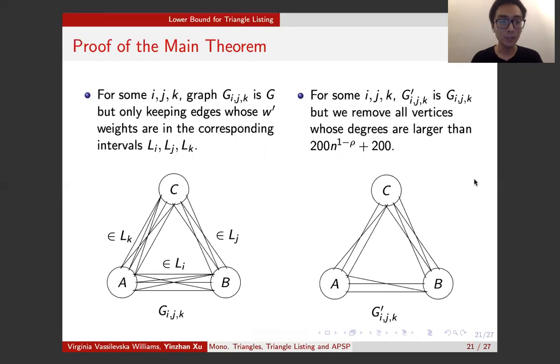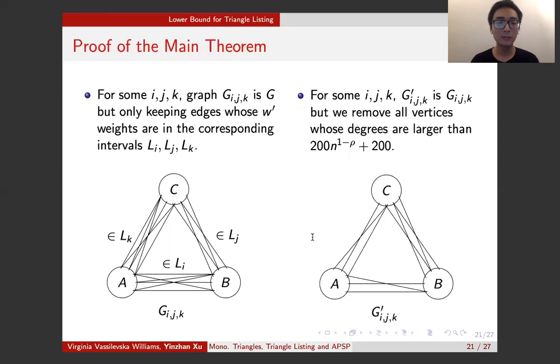Okay, so for some i, j, k, we create a graph G_ijk, which is just G, but we only keep edges whose new weights are in the corresponding intervals. For instance, for any edge between part A and part B, we keep it only if it's in the range Li, and similarly for the other 2 sets of edges.